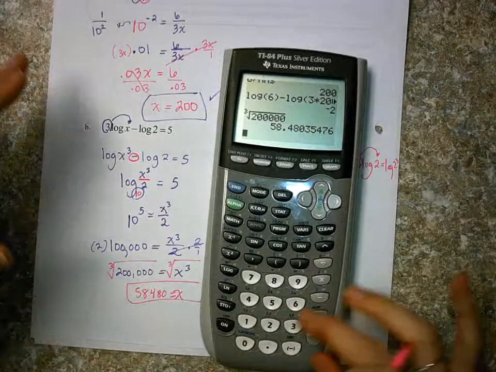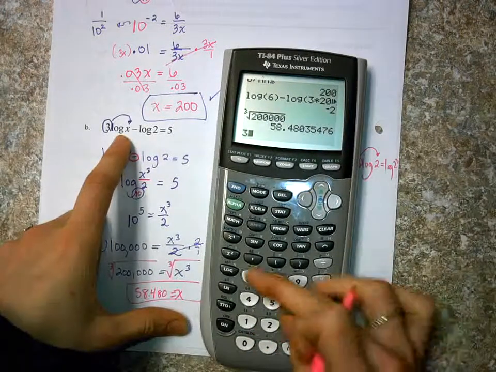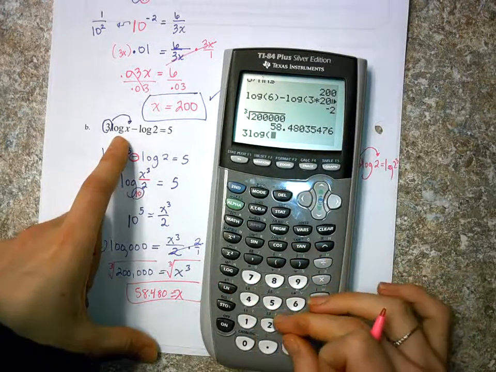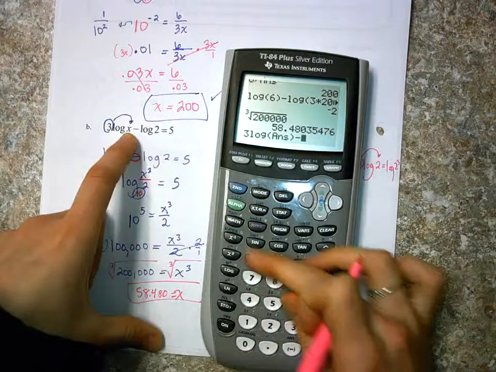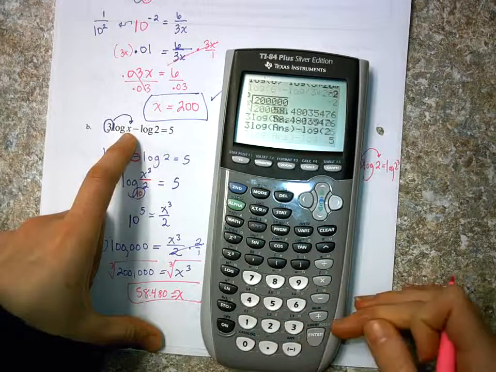We got to check it. So plug it back into the original equation: is 3 times log of our answer for x, so that was in the previous line, minus log of 2. Does that really equal 5?